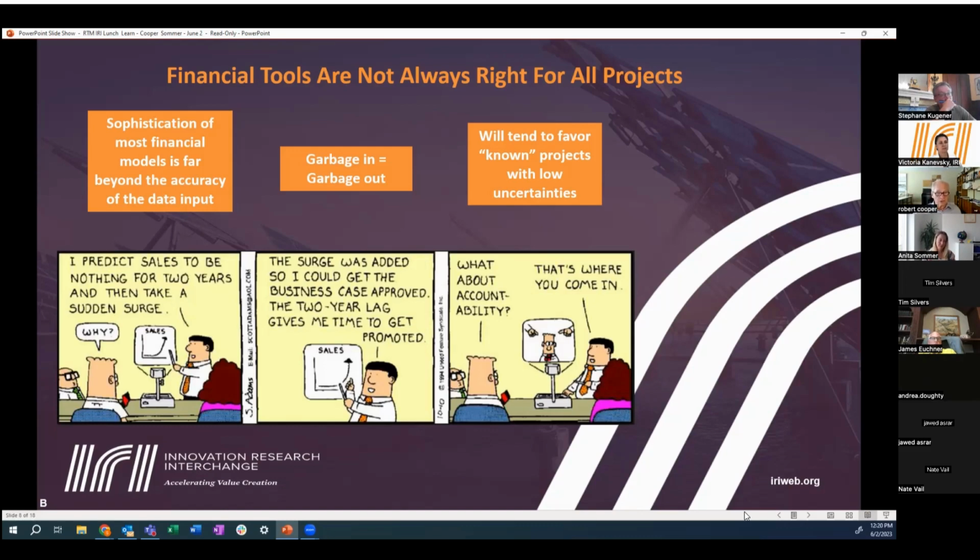This cartoon here, I'm sure you've seen it before. It just goes to point out the fallaciousness, or the fail points, of a financial model. Dilbert says, I predict sales to be nothing for 2 years and then take a sudden surge. The surge was added so I could get the business case approved. The 2-year lag gives me time to get promoted. How true. I've seen that in companies. That really happens. What about accountability? That's where you come in. How true. So financial models are not to be necessarily believed because of the inaccuracy of the data.